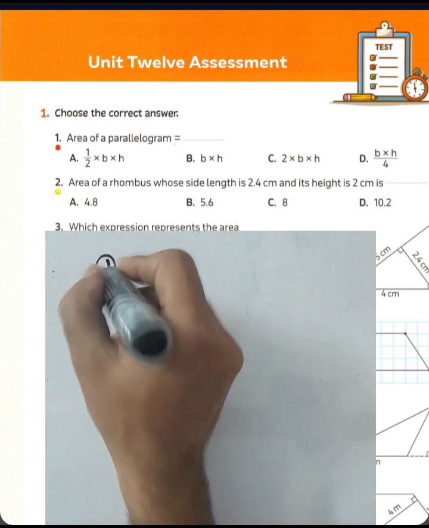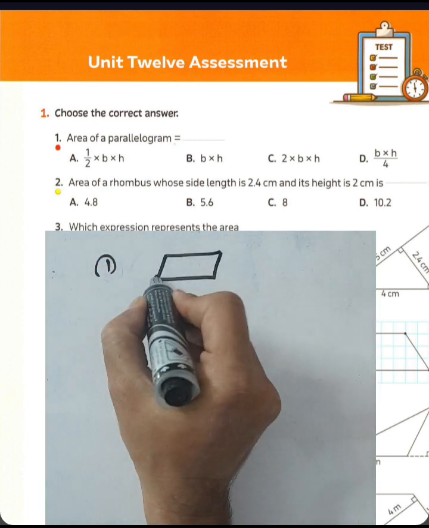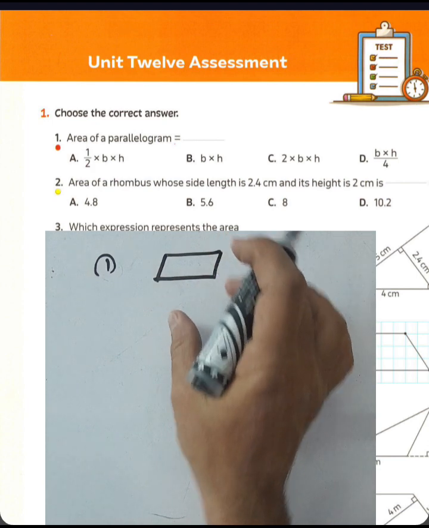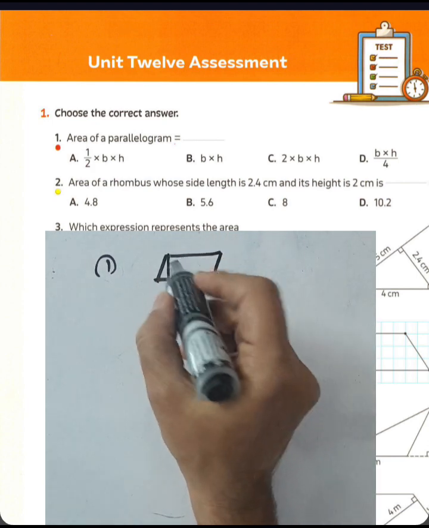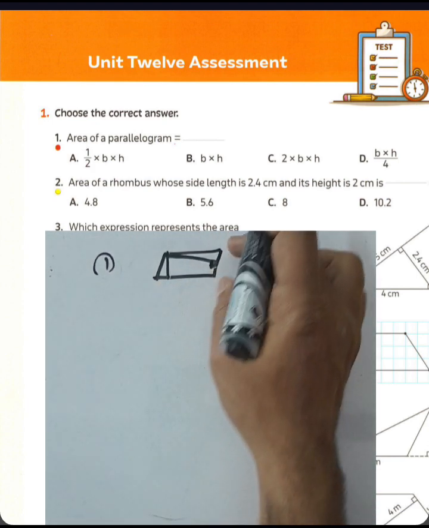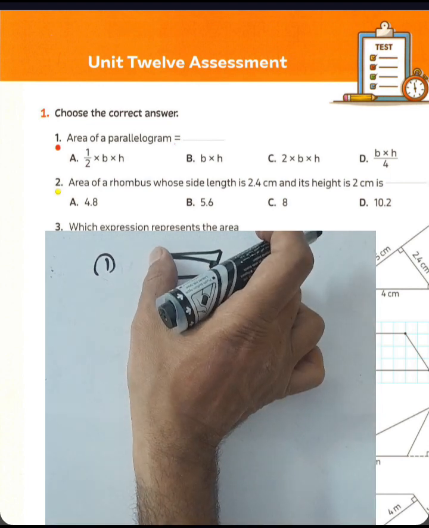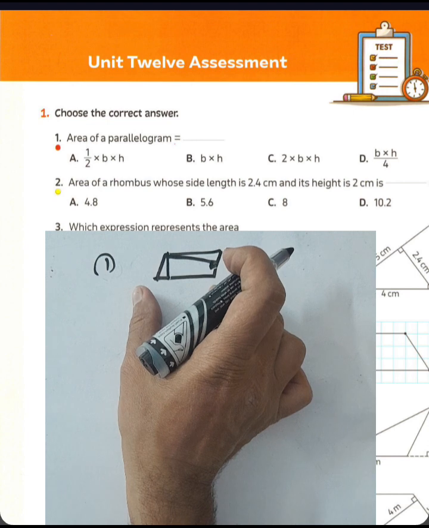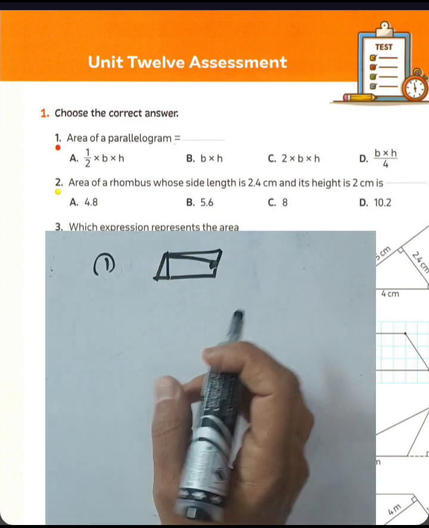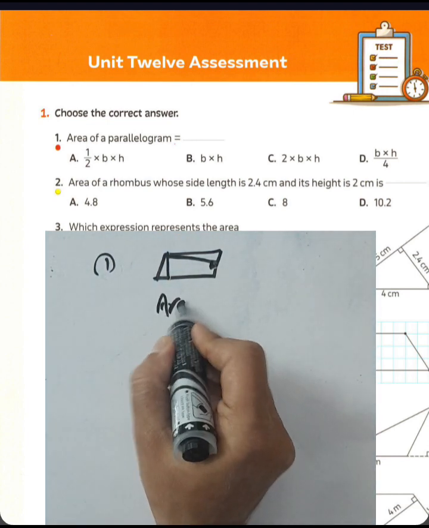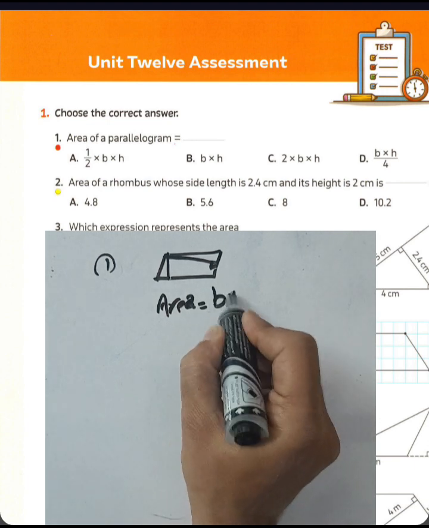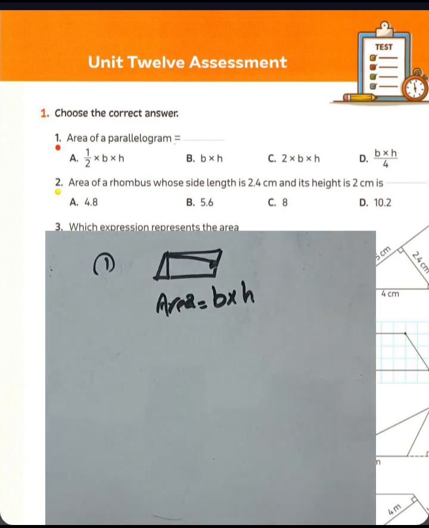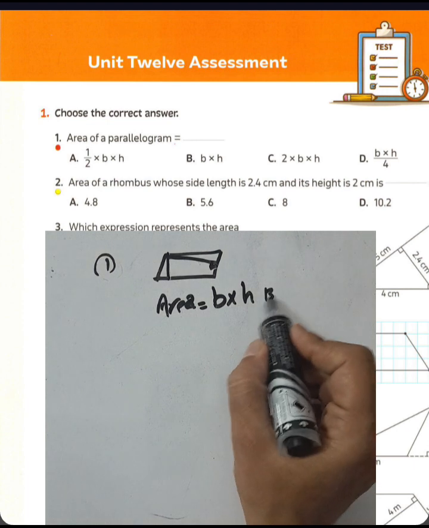Question number 1: if we have a parallelogram, then we will have two bases and two heights. Here is the smallest base and the greatest height, and for the greatest base, the corresponding height will be smaller. Then the area will equal the base multiplied by the corresponding height. Base times height. Choose letter B for question number 1.